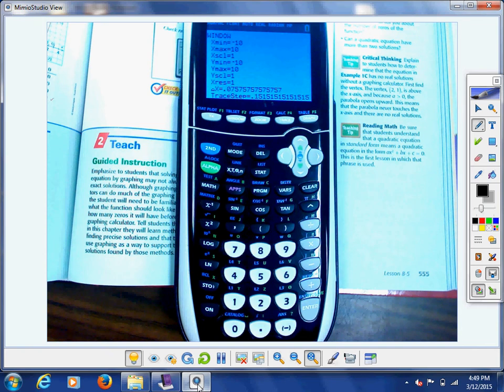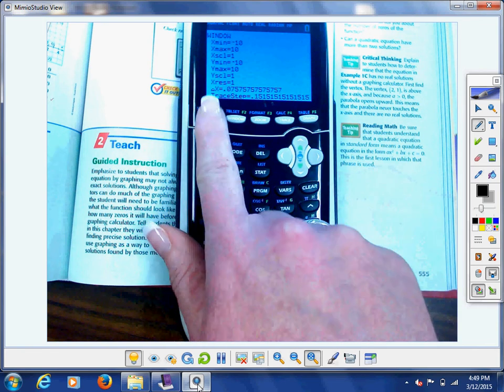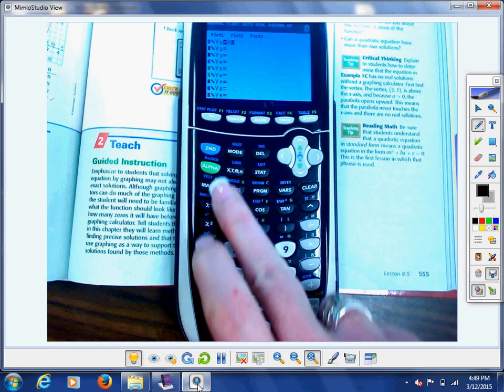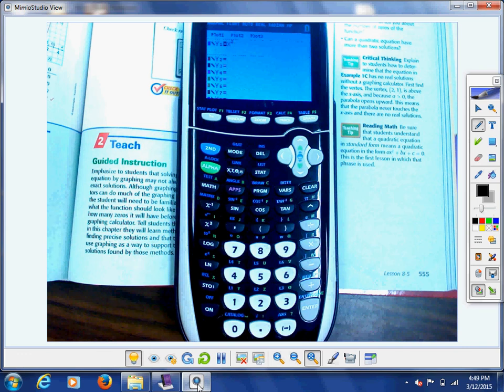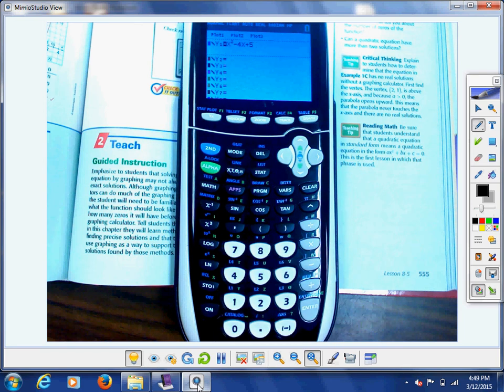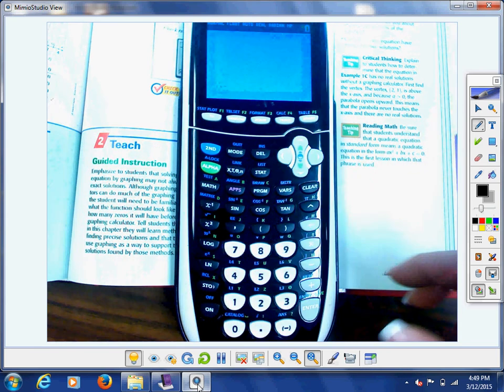Okay? So we got that all set. Let's hit our y equals button. And what we want to do is plug in x squared minus 4x plus 5. Remember, that's the equation that we wanted to graph. We're looking for the zeros. We adjusted the window back to factory settings, and now we're telling it, please graph this for us.